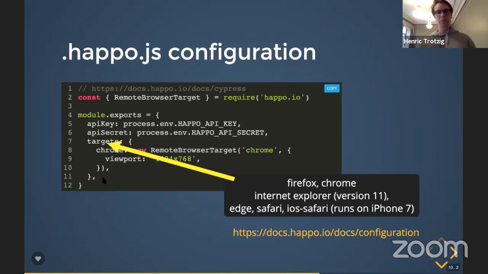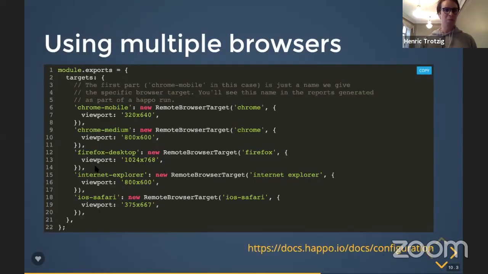If you sign up for a Happo trial, or if you have a Happo account, none of these are additionally charged, but you pay for the amount of snapshots you take. So if you have a small test suite, you can use a lot of browsers, and you can try out different configs to find the right mix of browsers and viewport targets. This is a more fully fledged targets config where we have Chrome in a small screen, Chrome in a medium screen, we add some Firefox, some IE, and then the iOS Safari target. You can play around with these and they'll show up in your Happo reports.